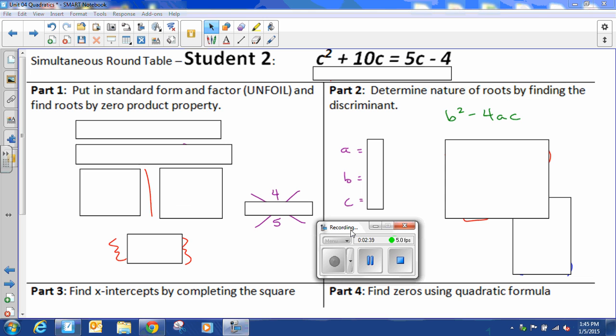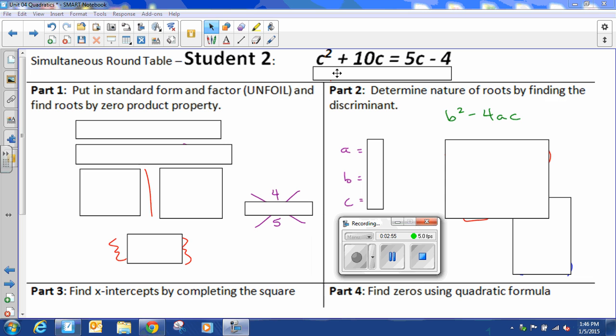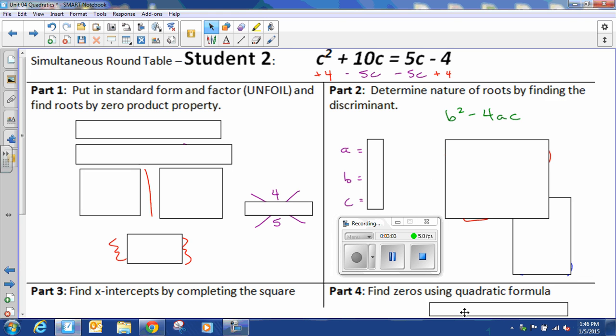So today's review will basically be, let's solve this quadratic equation using all the methods we know, and then let's confirm the roots, the nature of the roots, by finding the discriminant. So let's go ahead and do this one first. We have c squared plus 10c equals 5c minus 4. Well, first let's put it in standard form. So we have to subtract 5c from both sides and add 4, giving us c squared plus 5c plus 4 equals 0.